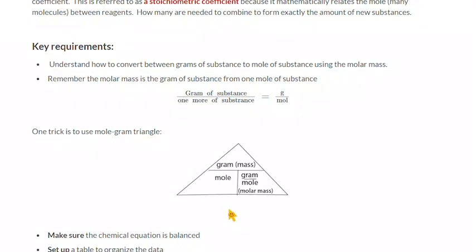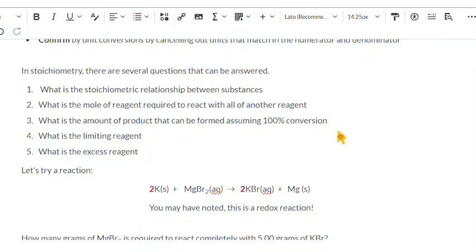Okay, so another key requirement is when you look at a stoichiometry related question, you have to make sure the chemical reaction or the chemical equation is balanced. Then I want you guys to set up a table to organize your data. It is easier to keep track of your data if it's organized in a table. And then we'll confirm this triangle by using the unit conversion route by canceling out units that match in the numerator and denominator. Questions that are asked in stoichiometry related questions is given here in my 5 points.